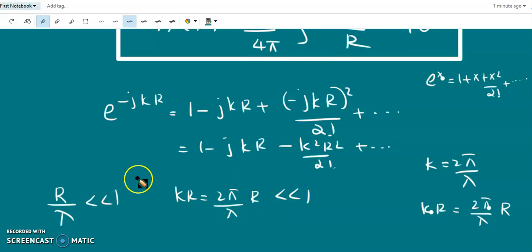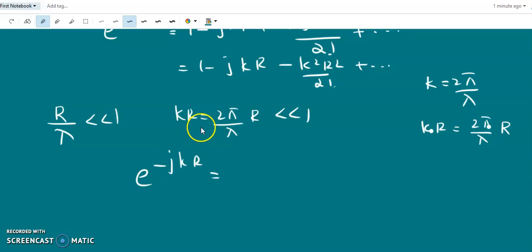So e to the power minus jkr can be approximated as 1 if kr is very much less than 1, since the distance r is very small compared to the wavelength lambda. So the higher order powers are very small, and we can neglect those terms, and e to the power minus jkr can be approximated as 1.